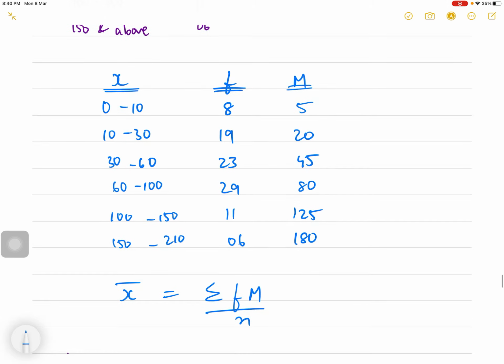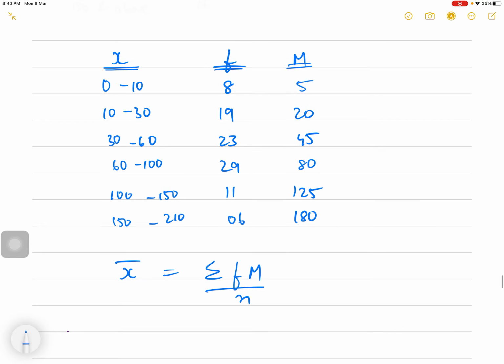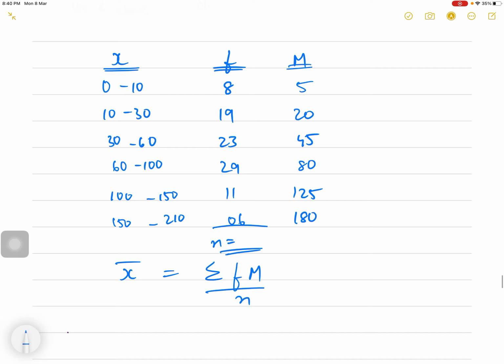Correct? You want summation fm. N is the total of f. So n is equal to, you total this, you get 96.